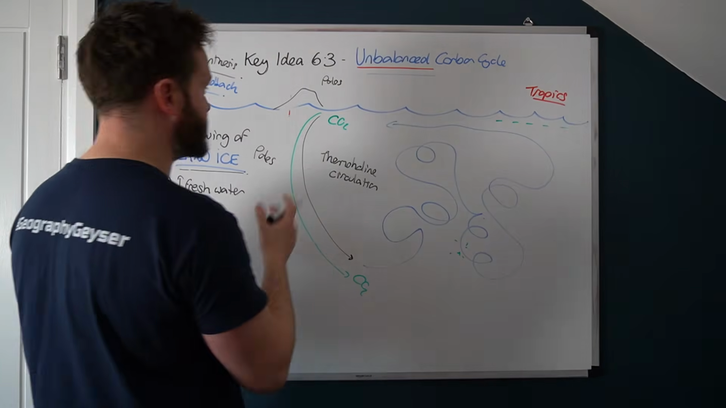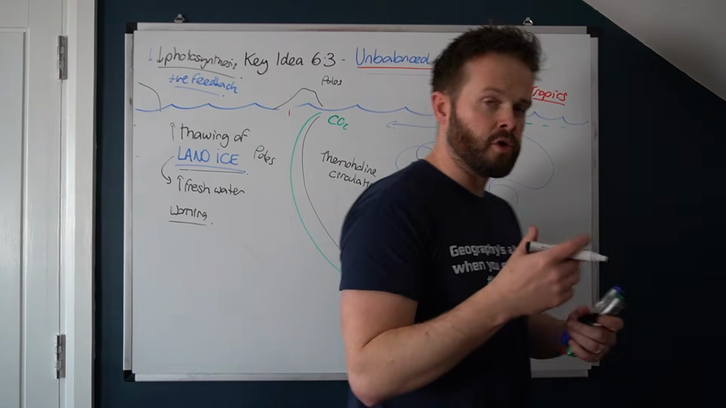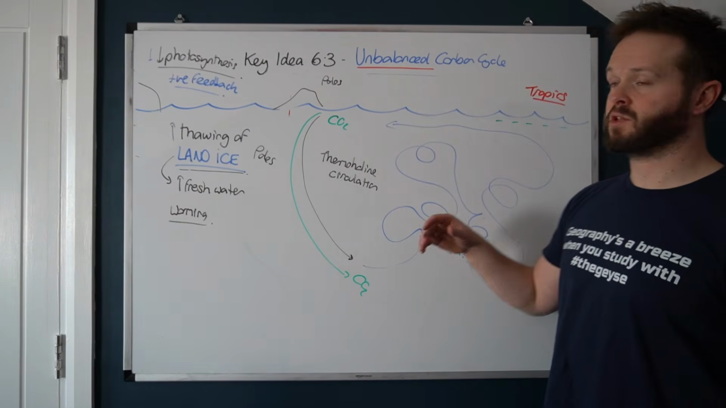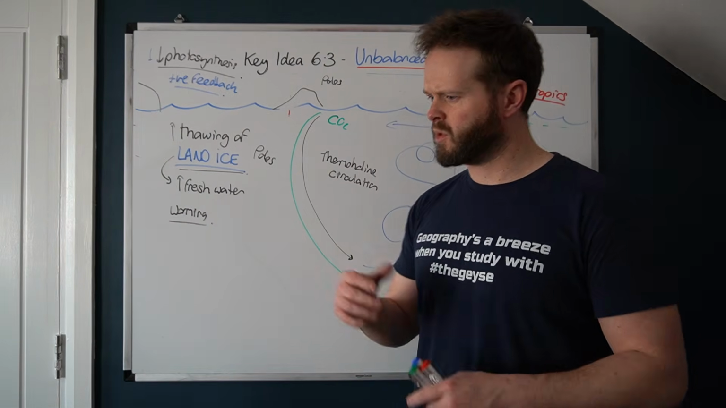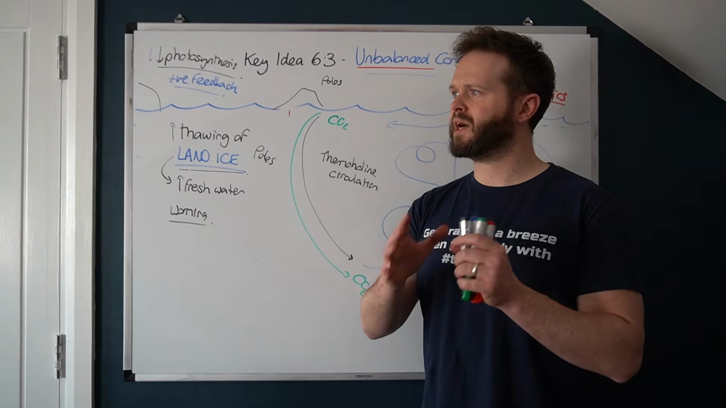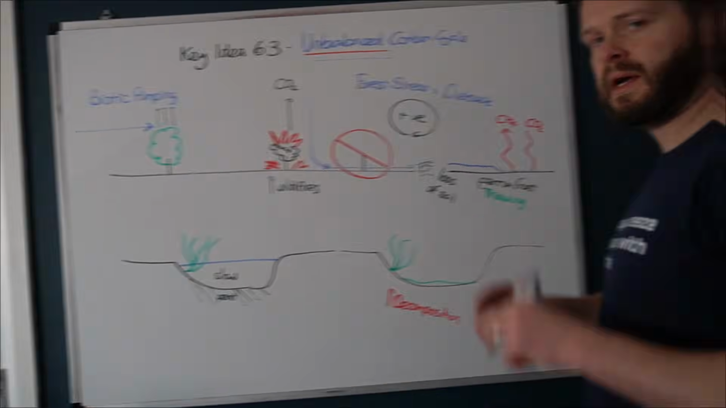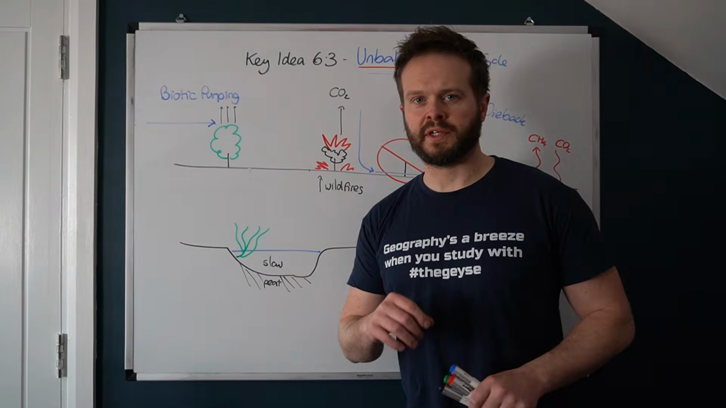So not only are we messing with coral, not only are we messing with other marine calcifiers, we're also messing with the thermohaline circulation, which has an impact on the entire ocean ecosystem. So the unbalancing of the carbon cycle probably has the most significant impacts at the global scale on the ocean store. And then finally, we have the impacts on the terrestrial biosphere.